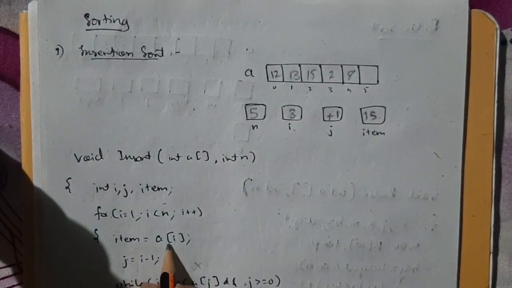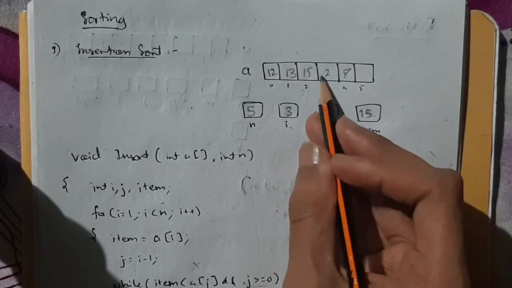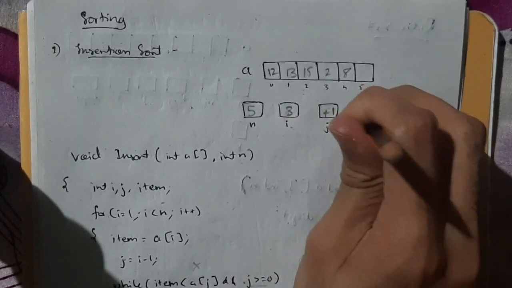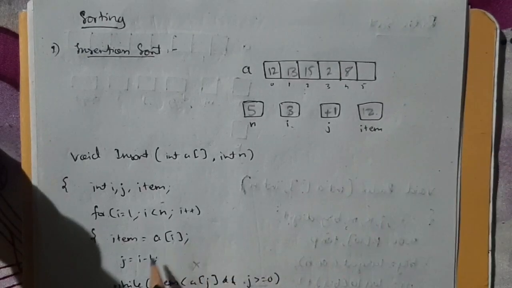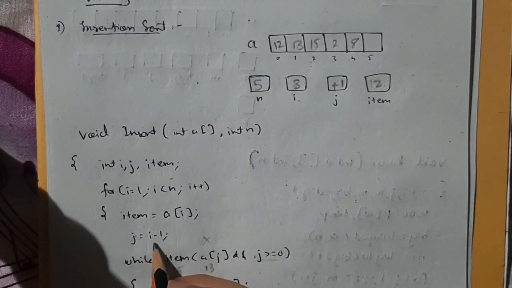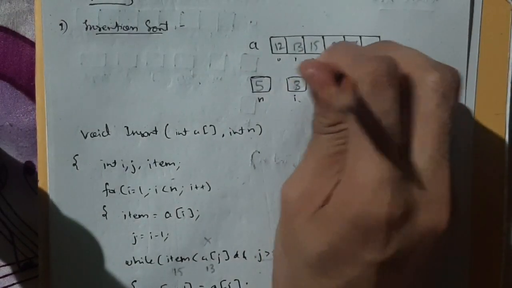Then item is equal to a of I. What is a of I? A of 3 means 2. Item will be 2. Now j is equal to I minus 1. I is 3, 3 minus 1 is 2. So j will become 2.